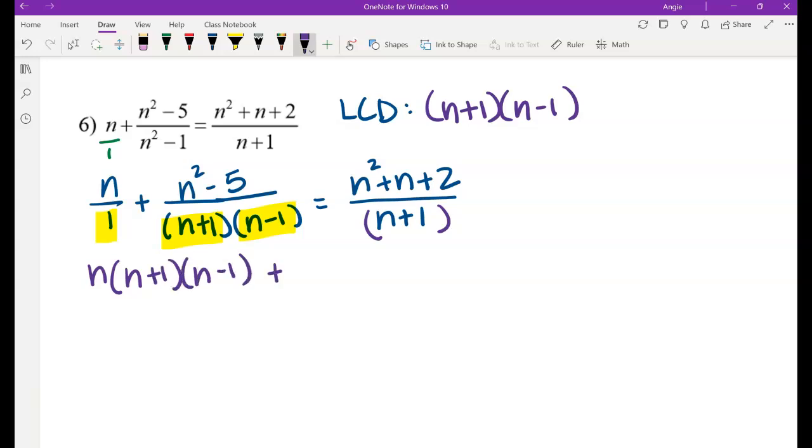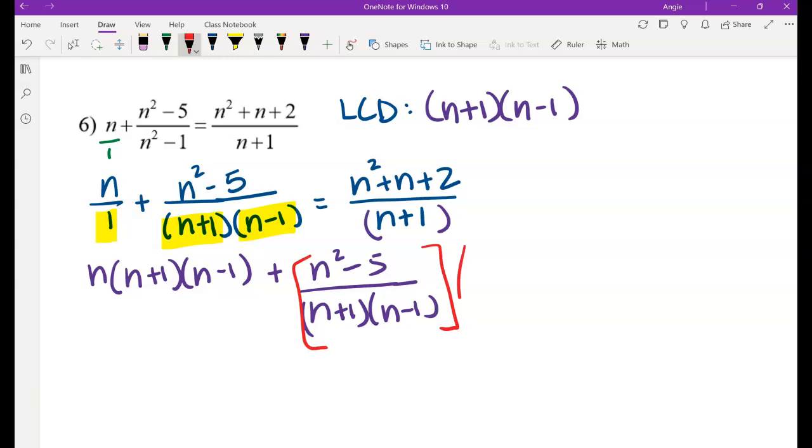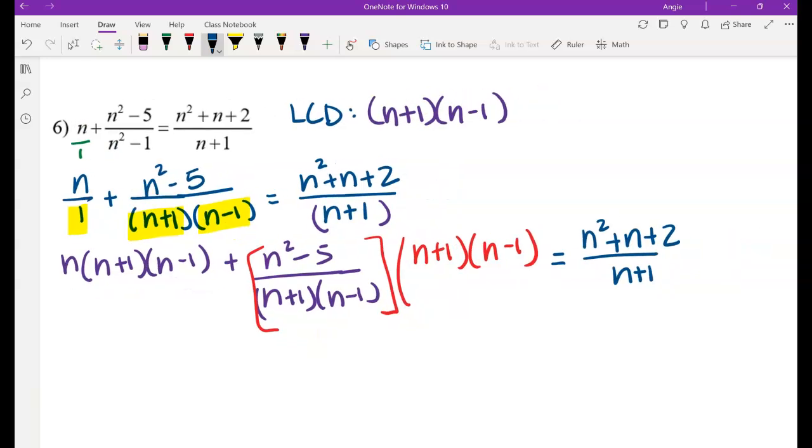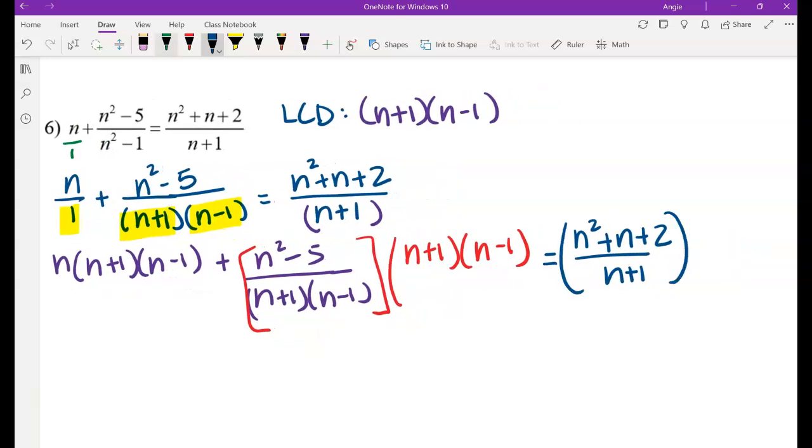Then the second term, n squared minus 5 all over n plus 1 times n minus 1. Multiply that by your LCD. Make a big old bracket. Your LCD is n plus 1 times n minus 1. Then equals n squared plus n plus 2 all over n plus 1. Multiply this by your LCD, which is n plus 1 times n minus 1.